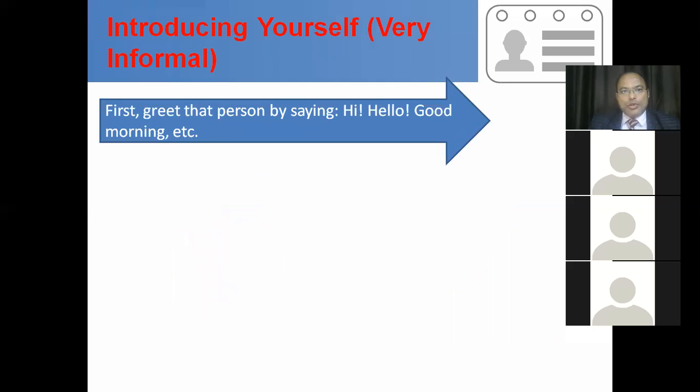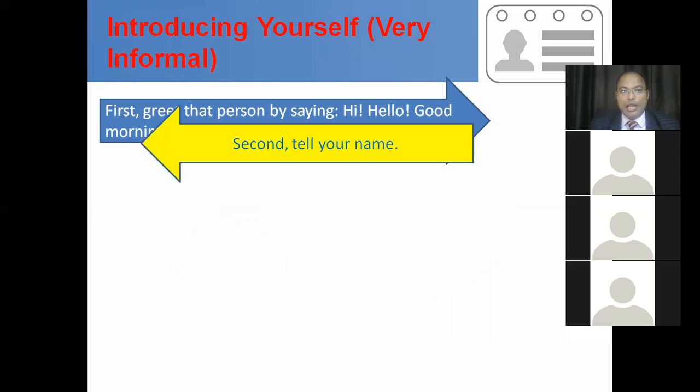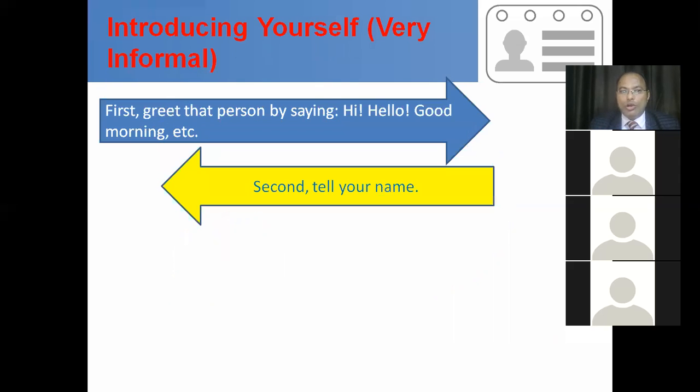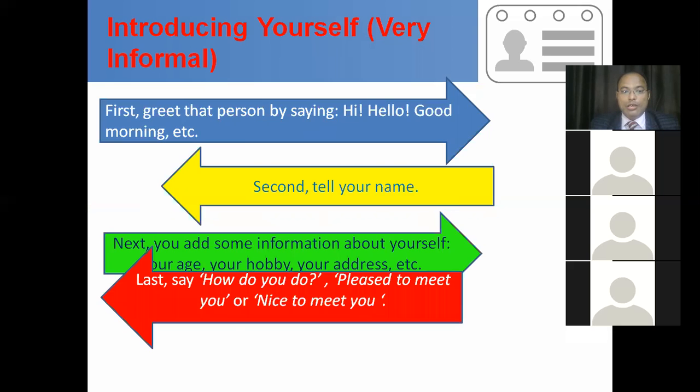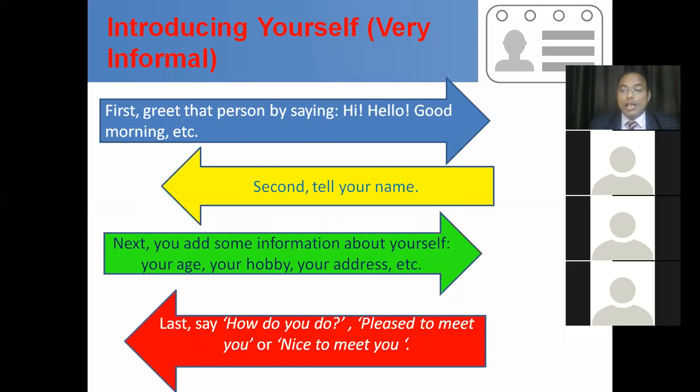When it comes to introducing yourself in a very informal way, you have to follow these things. First, greet that person by saying hi, hello, or good morning, etc. Second, tell your name. Third, you add some information about yourself, probably your age, your hobby, your address, etc. Last, say how do you do, or how are you? Pleased to meet you, nice to meet you. Say like this.